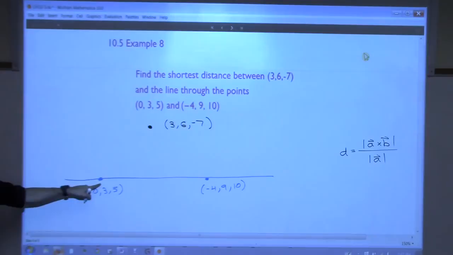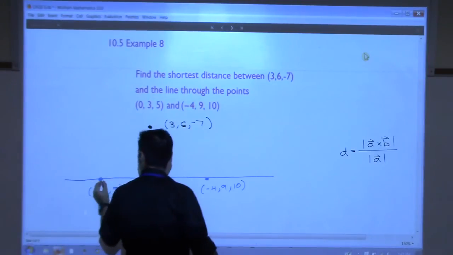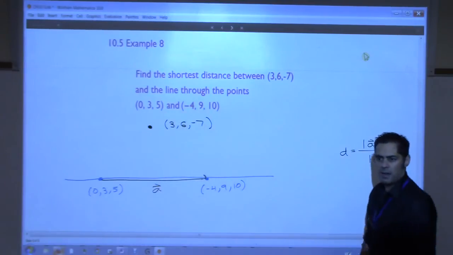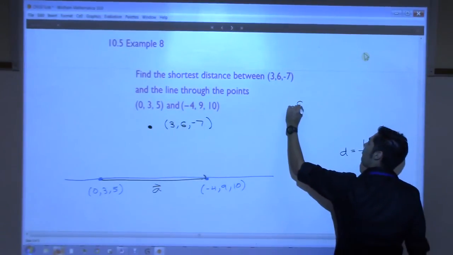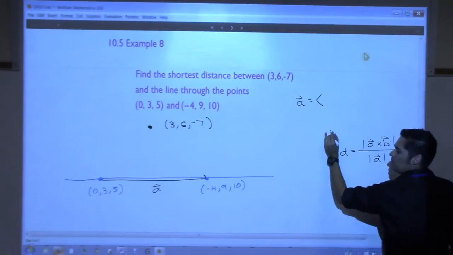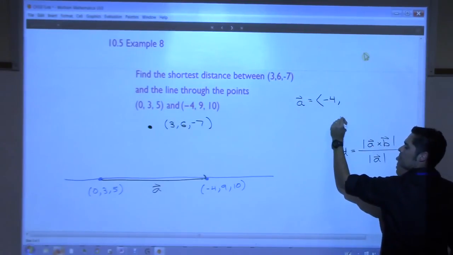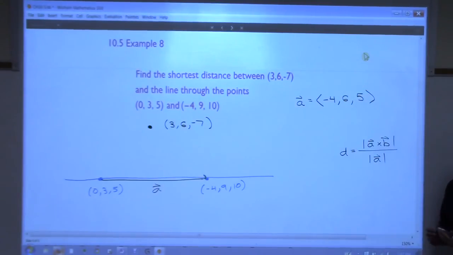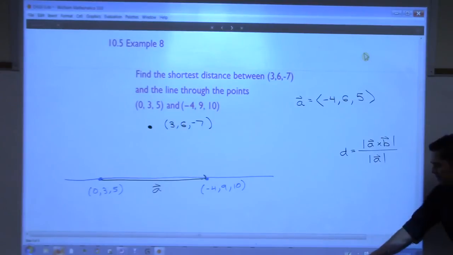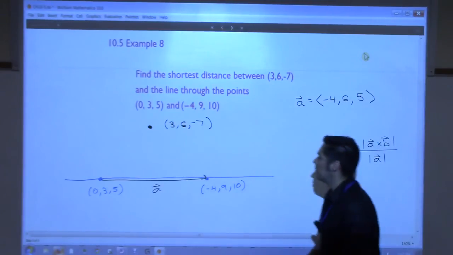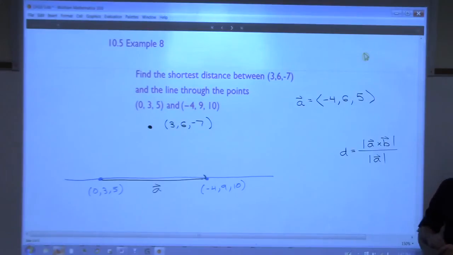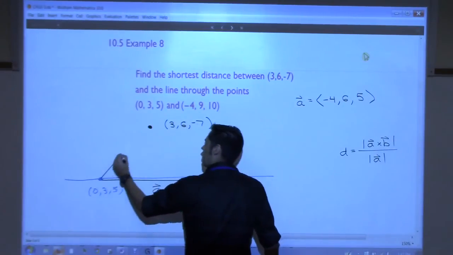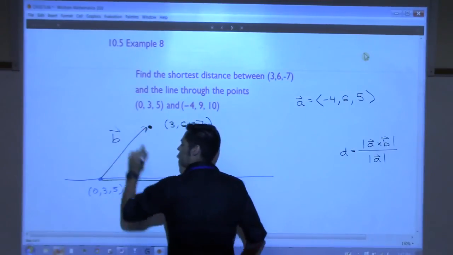From 0, 3, 5 to... Okay, so if I just create a vector that goes from here to here, A, that's how I define A, right? So go ahead and let me know, what is A? A is negative 4, 6, 5. All right, good. Got one of the two pieces. Now what do I need? Vector that goes from any point, right? Any point on the line to the point in question. So why don't we use this one? And that's going to be B, isn't it?